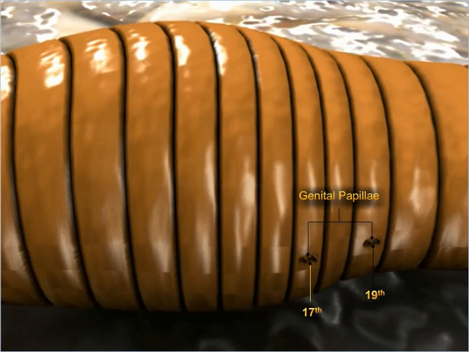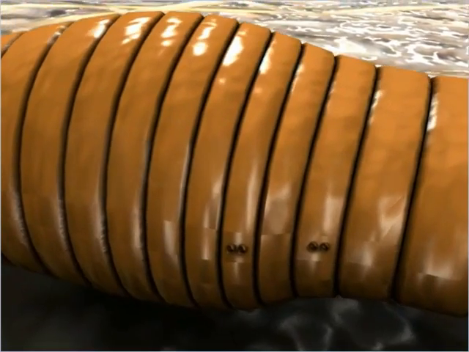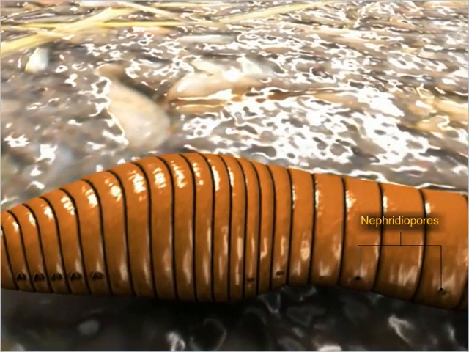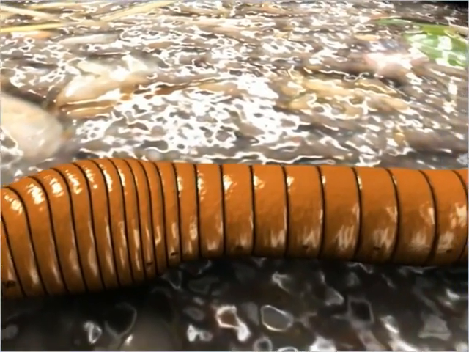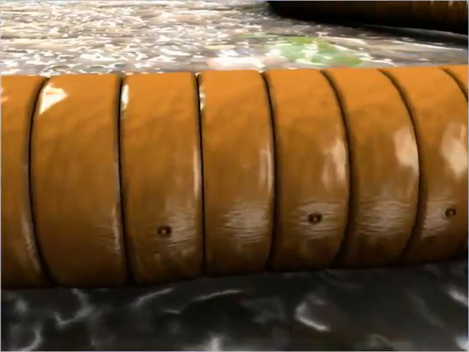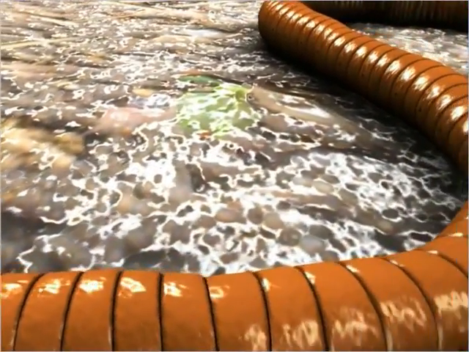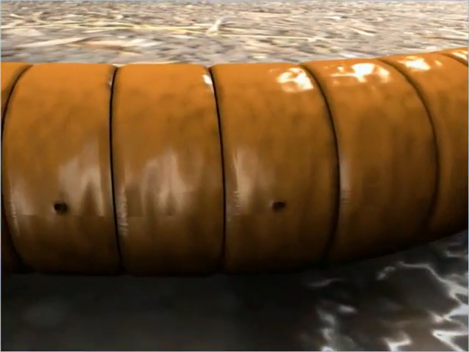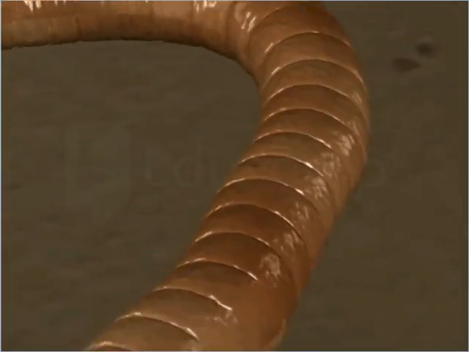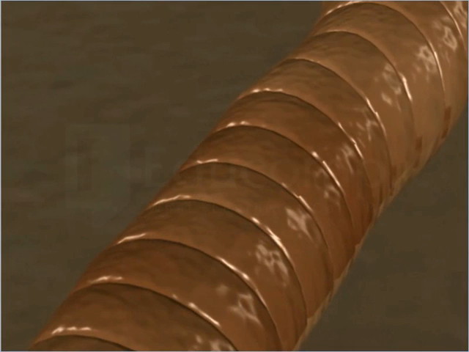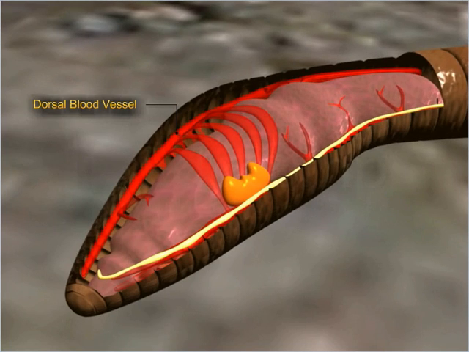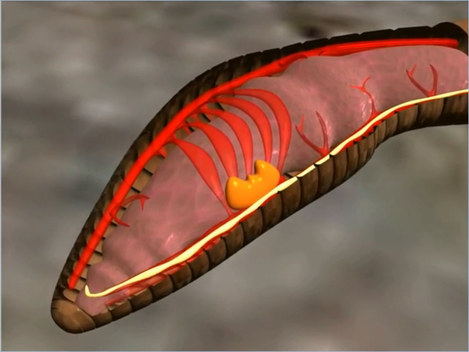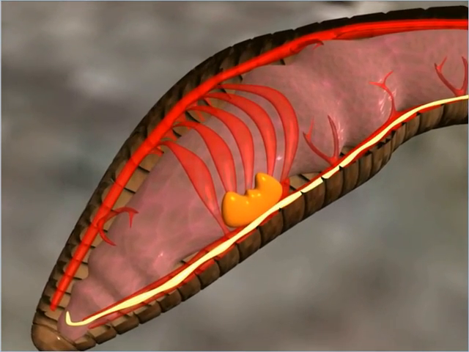Besides specific apertures borne by specific segments, nephridiopores are present all over the body surface in the form of minute openings except on the first two segments. Nephridiopores help in the removal of waste materials from the body. The skin of the earthworm is moist and coated with a thin layer of mucus that facilitates the exchange of gases and therefore aids in respiration. A dorsal blood vessel in the form of a dark-colored mid-dorsal line passes through the longitudinal axis of the earthworm's body.